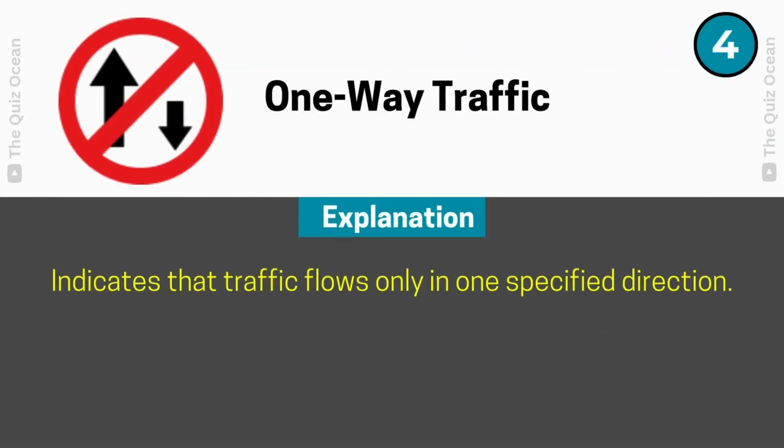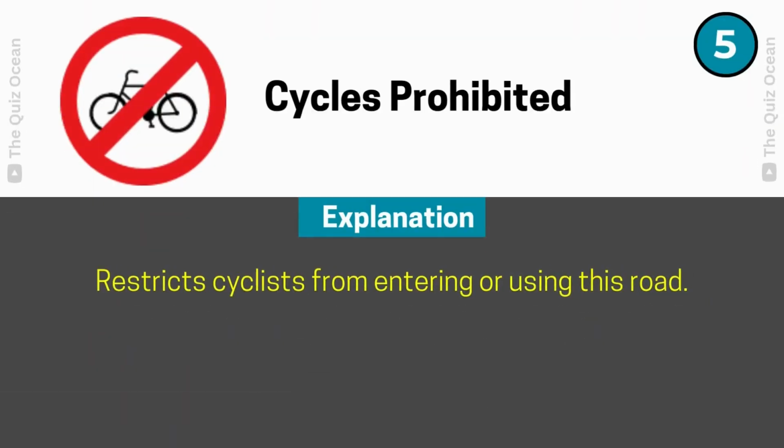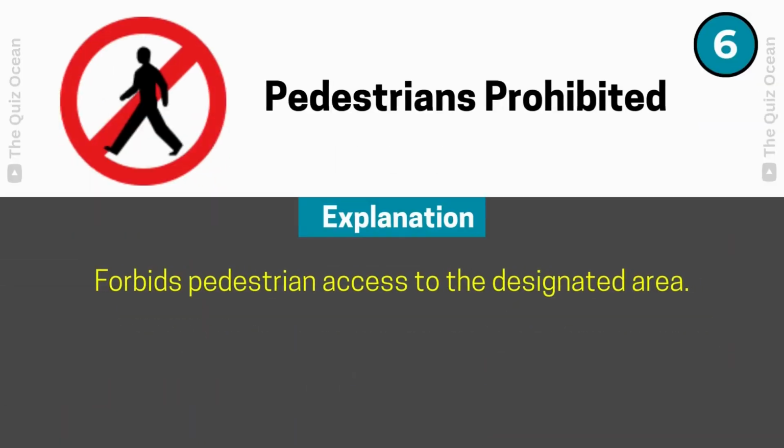One-way traffic sign indicates that traffic flows only in one specified direction. Cycles prohibited sign. Restricts cyclists from entering or using this road. Pedestrians prohibited sign. Forbids pedestrian access to the designated area.